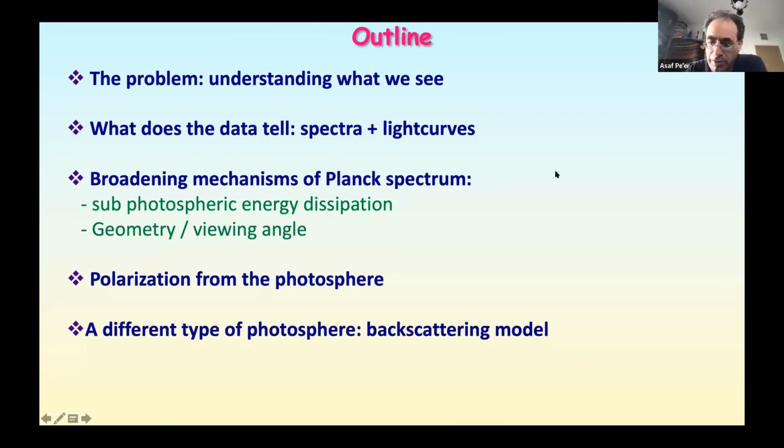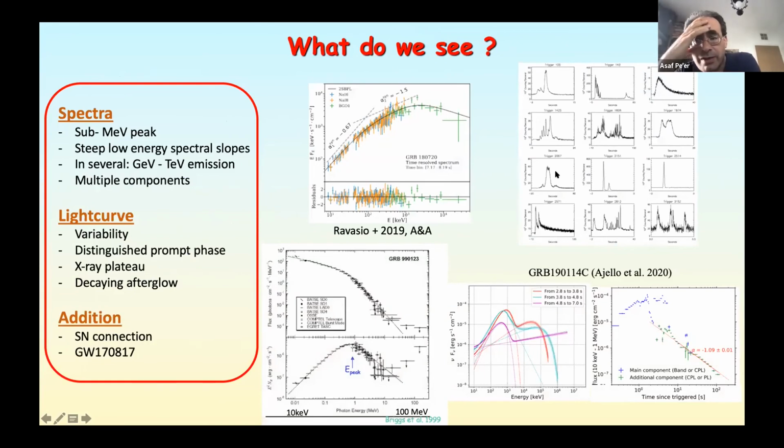Let's see, is that working? Yeah, here it is. So what do we see? Well, this is something which we're all aware of. I just try to summarize everything within one slide. So the spectra, the key features that are common to all GRBs are the sub-MeV peak and the steep low energy spectral slope. In some bursts, not all of them, there is this emission that extends to very high energies, from GeV to TeV, and there are multiple components in the spectra that sometimes can be seen. By the way, can you see my mouse? Yes, absolutely. Okay, so I can use the mouse to point things.